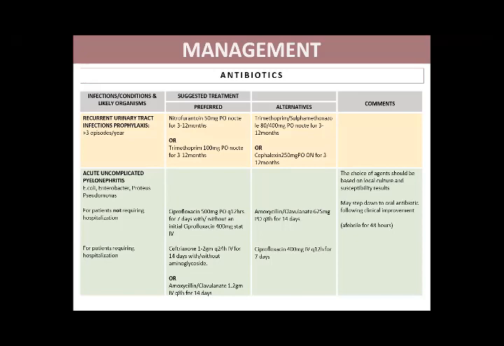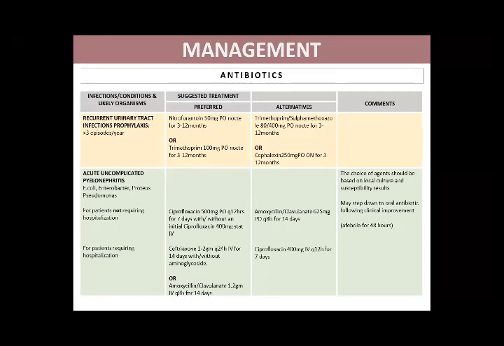The choice of agent should be based on the culture and sensitivity. So this is very, very important. If you start the patient on a broad-spectrum antibiotic with suspicion of the most likely organisms like E. coli, Enterobacter, Proteus, and Pseudomonas, start with ciprofloxacin, get the culture done, and change the antibiotic depending on whether they are sensitive to ciprofloxacin, ceftriaxone, amoxicillin clavulanic acid, or others like third generation, meropenem, and fourth generation antibiotics, to choose the drug to which the organisms are most likely sensitive, and change the antibiotic according to your culture and sensitivity.